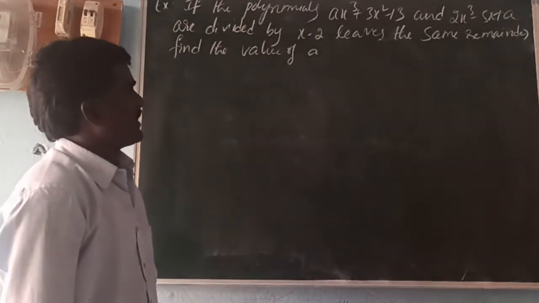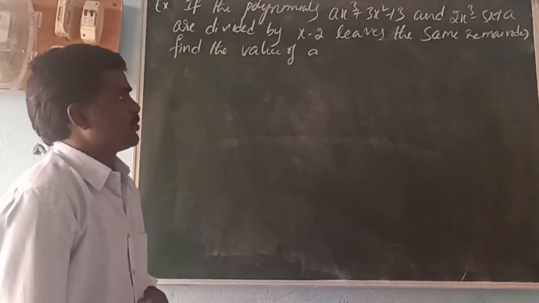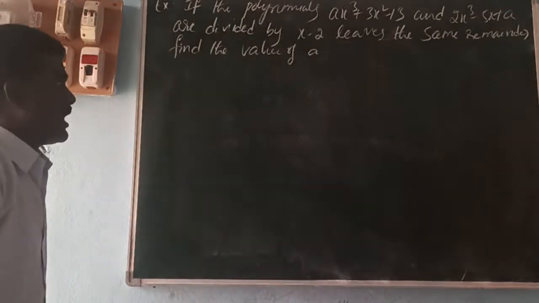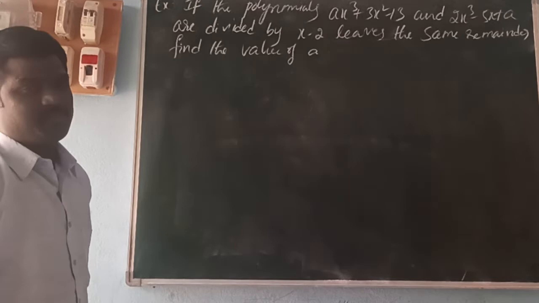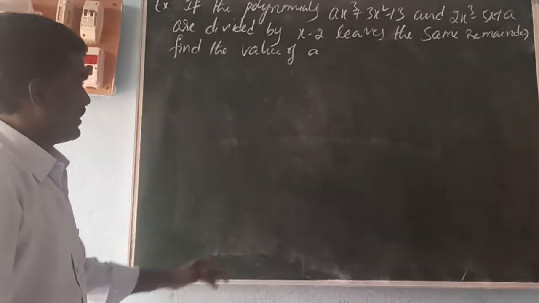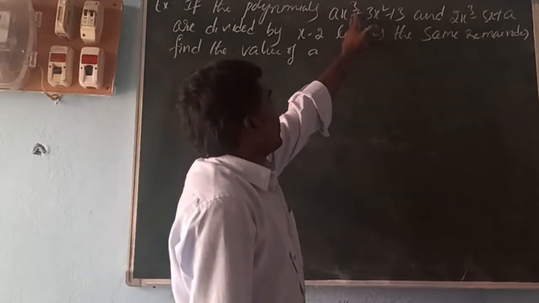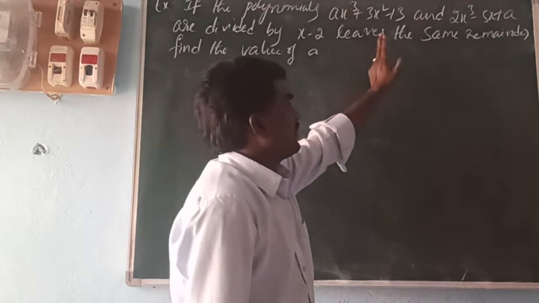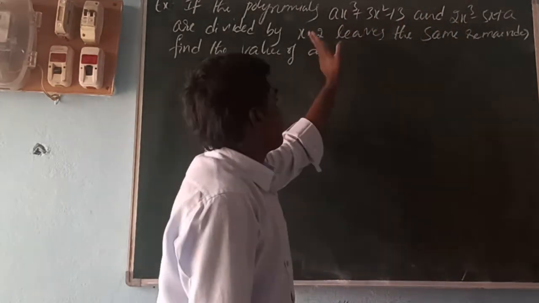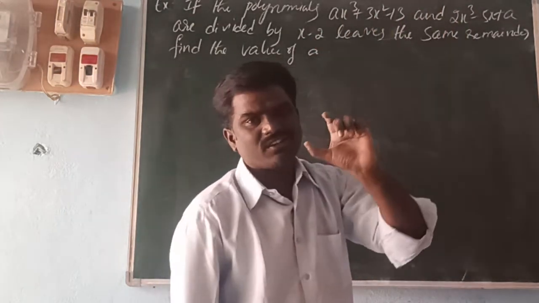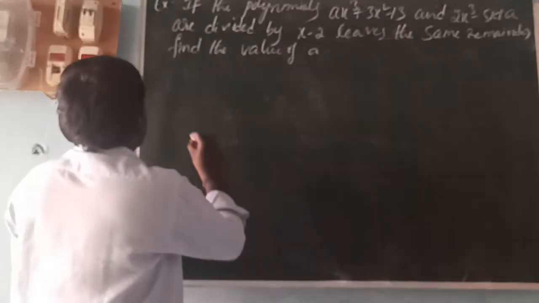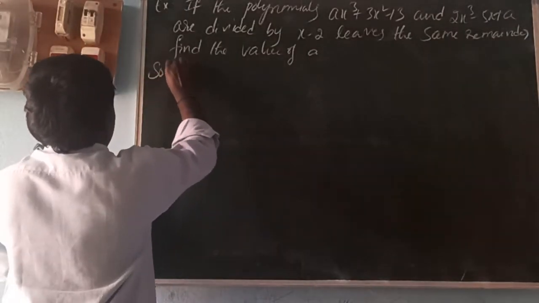If the polynomials x cube plus 3x square minus 13 and 2x cube minus 5x plus a are divided by x minus 2, they leave the same remainder. Find the value of a. So that means when this polynomial is divided by x minus 2, we get a remainder, and when this polynomial is divided by x minus 2, we get a remainder. The two remainders are equal. So here we use the remainder theorem.